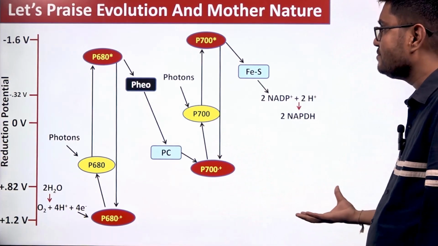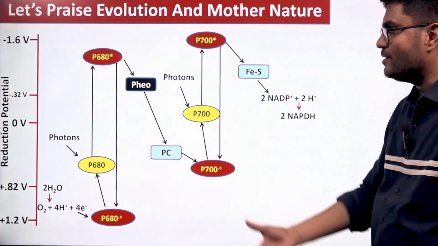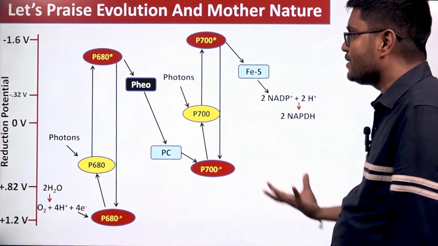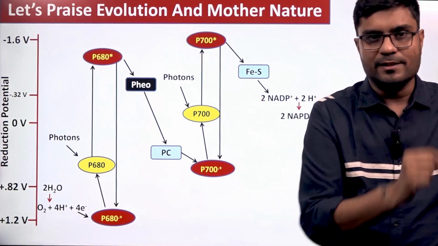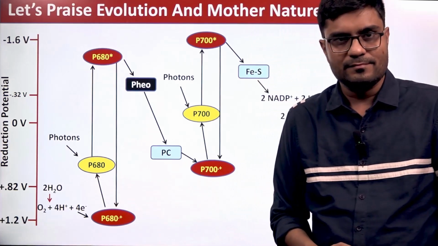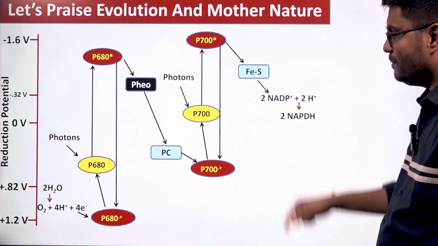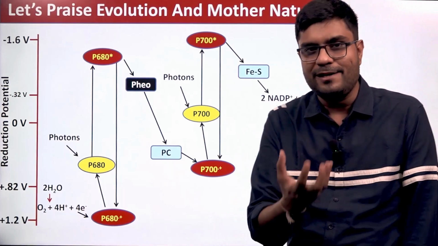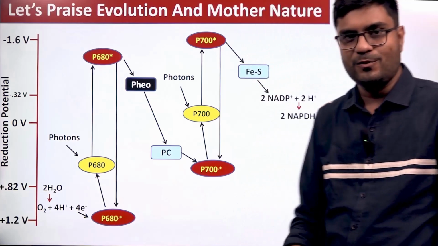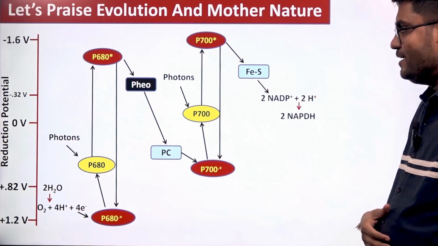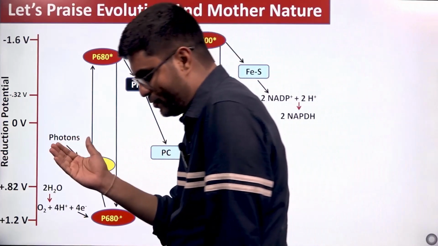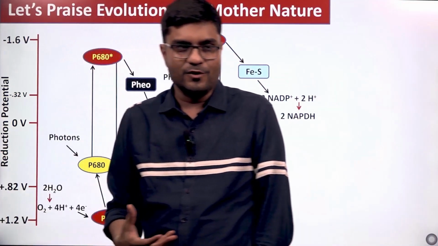Amazing design. Molecules are changing their positions on the graph. Molecules are so dynamic in terms of their reduction potential to do only one thing: snatch the electron from the water molecule and give those electrons to NADP plus, to do an uphill task where electrons are flowing from high reduction potential to low reduction potential by utilizing light, by utilizing chlorophyll.